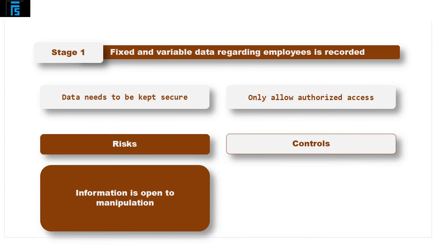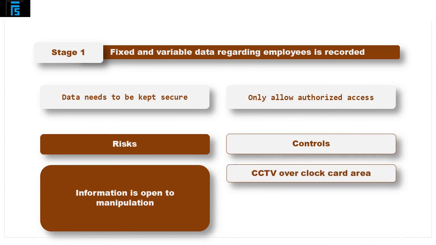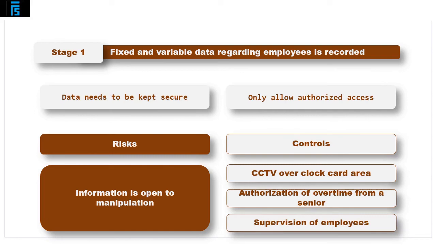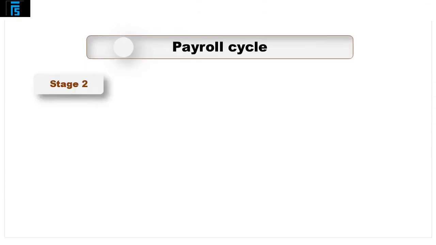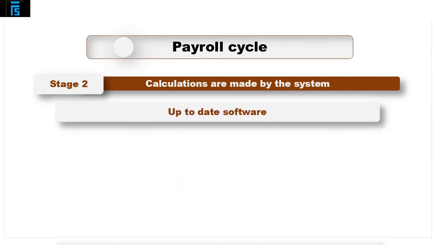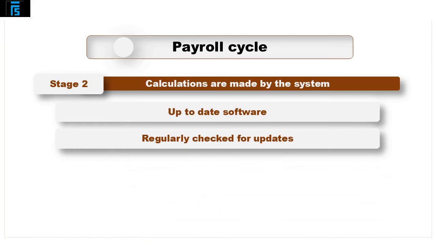Controls to reduce this risk include CCTV over the clock card area as a deterrent, authorisation of overtime from a senior official, and supervision of employees. The calculations made by the payroll system must be monitored regularly as there is a risk of misstatements. The software used should be up to date and regularly checked for updates. Having updates via the internet reduces the risk of these being missed, for example.